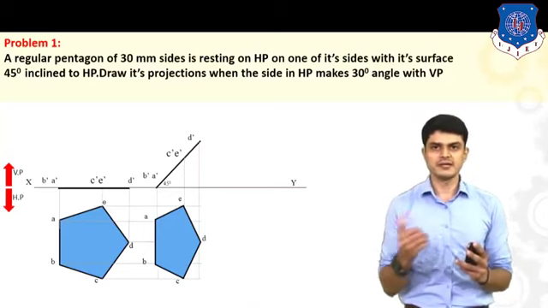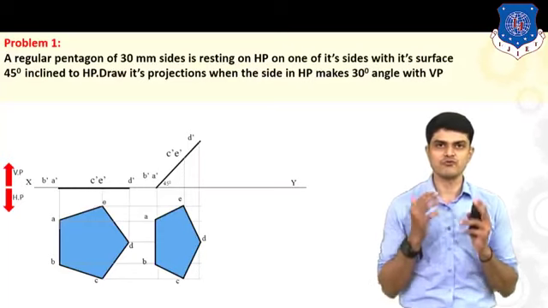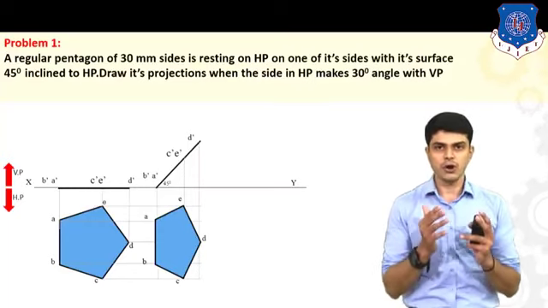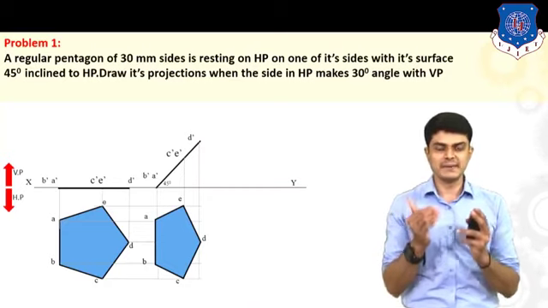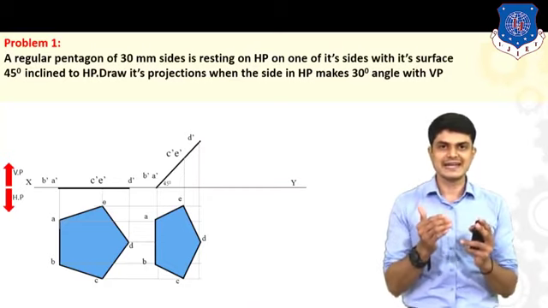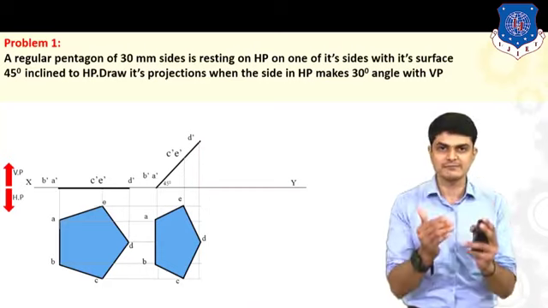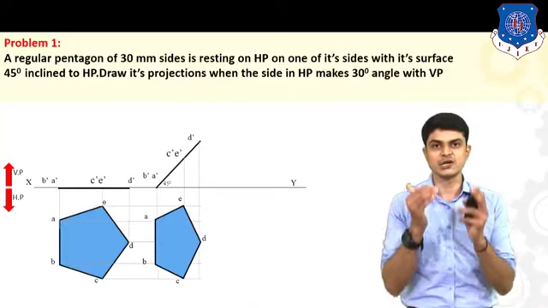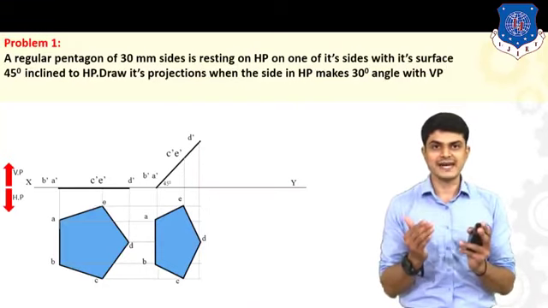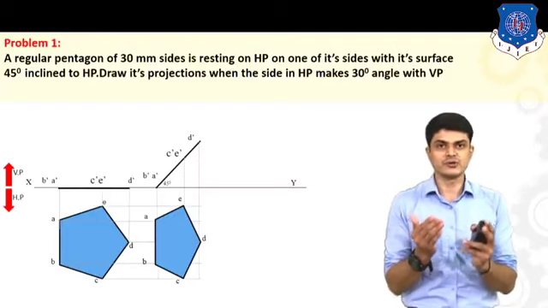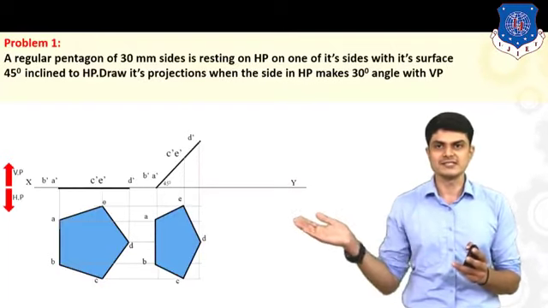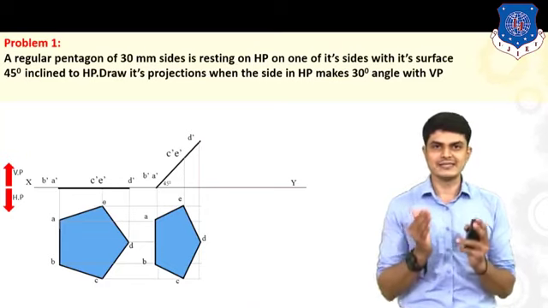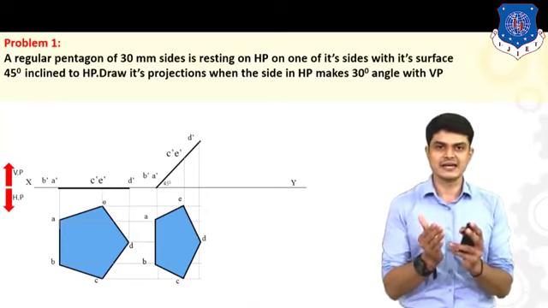So we have completed the second condition. Now let us come to the final condition, which draws its projections when the side in HP makes 30 degrees to VP. Side in HP means we are talking about the same side on which it is resting on HP. So what is the side it is resting on HP? It is on the left hand side, right? So let us find out on the left hand side what is the side, which is AB. So we should incline this AB side at 30 degrees inclination to VP.